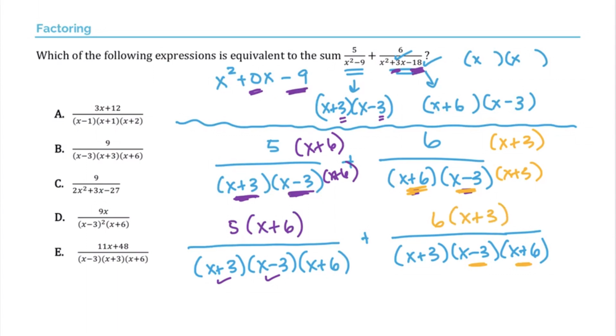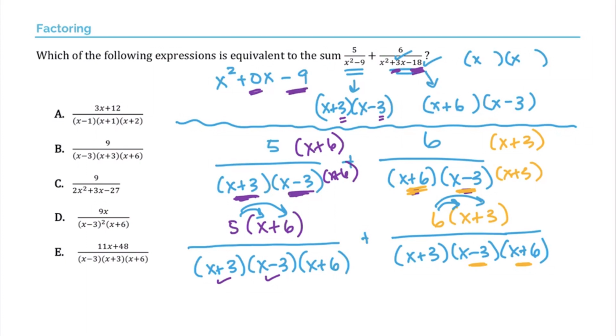Now remember, the whole reason that we get the denominators to be the same is so that we can combine the fractions. And then we also have to be very careful that we properly distribute the 5 to the x, the 5 to the 6, and same thing over here with the 6 to both parts.